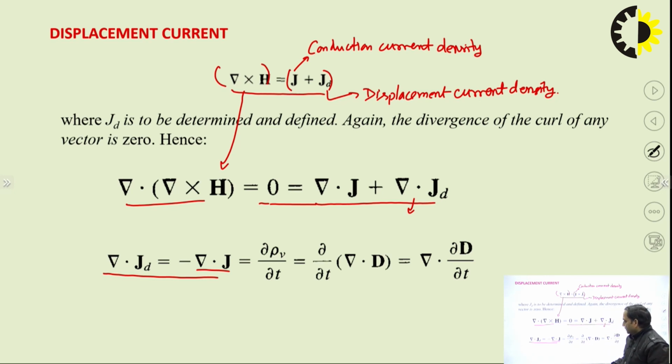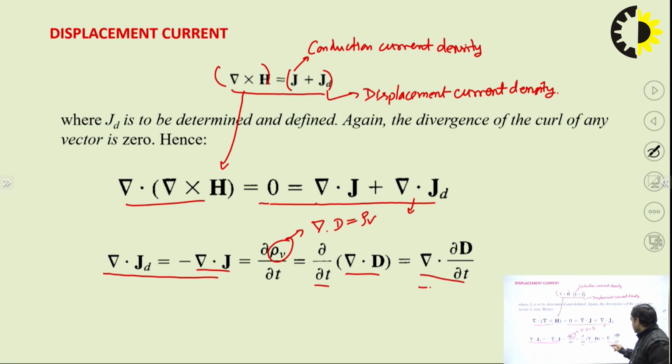Now we know about the next Maxwell's equation. What is that? We know the Maxwell's equation is del dot D is equal to rho V. So in place of rho V, we can put del dot D. So here we have put that del dot D, which is of del upon del T. So just take this one inside, so it will become del dot del D upon del T.